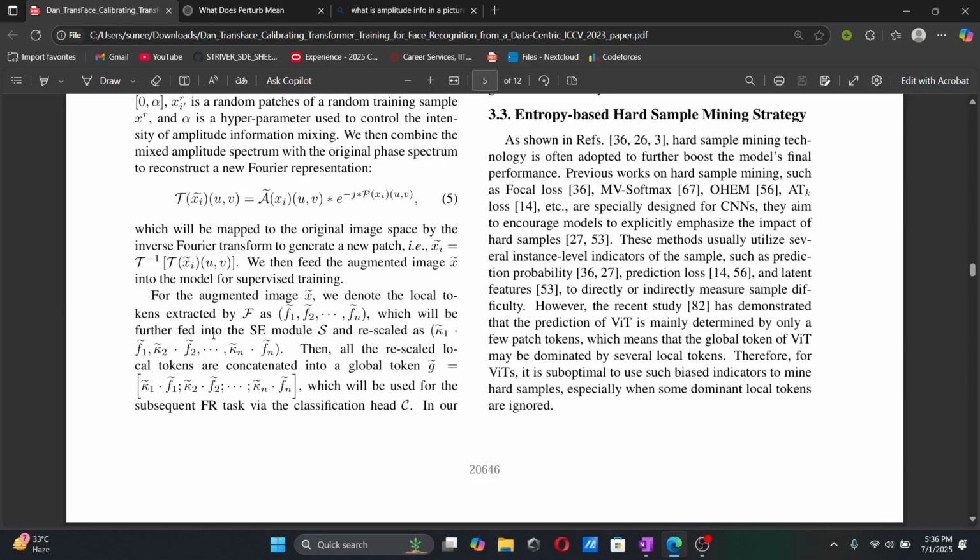We feed the image into the model for supervised training. We denote the local tokens extracted by F as okay.